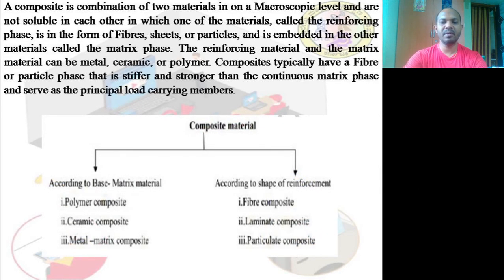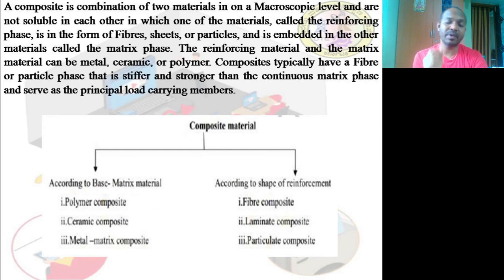Now, let us talk about composite materials. A composite material, or a composite, is nothing but a combination of two materials. Alloys are different, where we mix at a microscopic level, whereas in composite materials, we are just mixing two materials at a macroscopic level, and they are not soluble in each other. That is what we call a composite material.